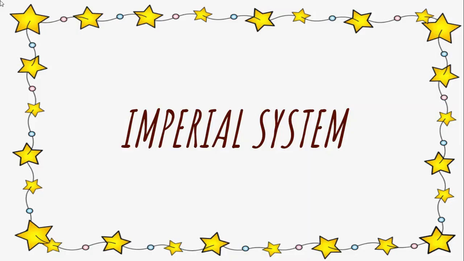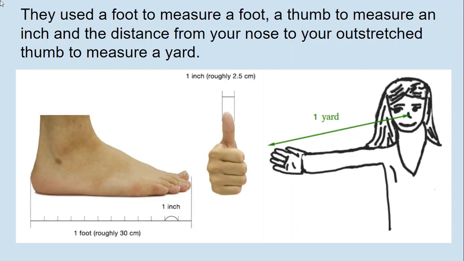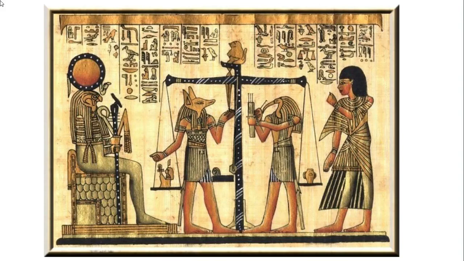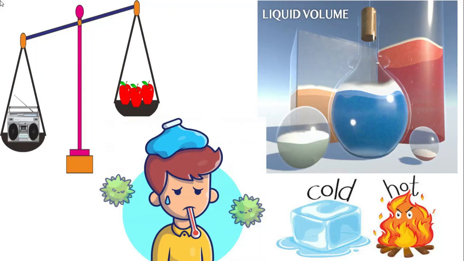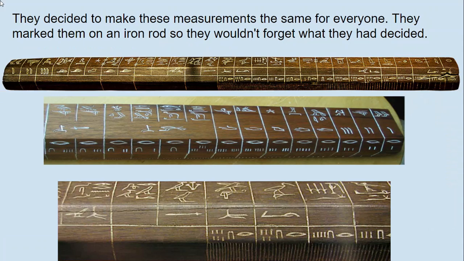Let us observe the difference between imperial and metric system of measurements. What is the imperial system? A long time ago, Egyptians decided to measure using body parts. They used a foot to measure a foot, a thumb to measure an inch, and the distance from your nose to your outstretched thumb to measure a yard. It is the cubit and the palm. The Egyptians came up with measurements for other things too, like weight, temperature, liquid volume, etc. This lasted for many years, but eventually they discovered a problem. Everyone's thumb and feet were of different sizes.